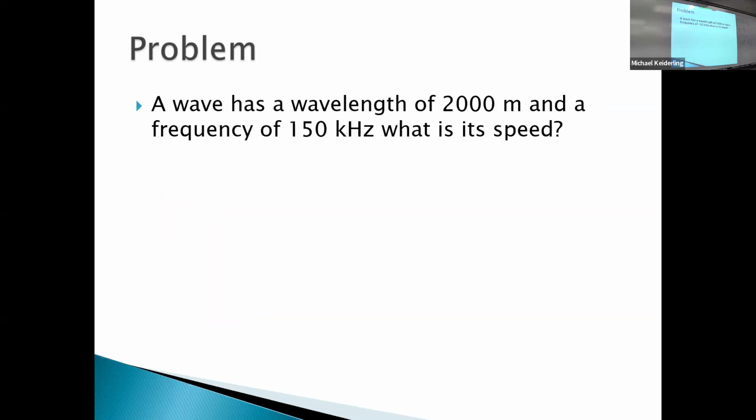Well, if a wave has a wavelength of 2,000 meters and a frequency of 150 kilohertz, what is its speed? That gives you a little while to work on.